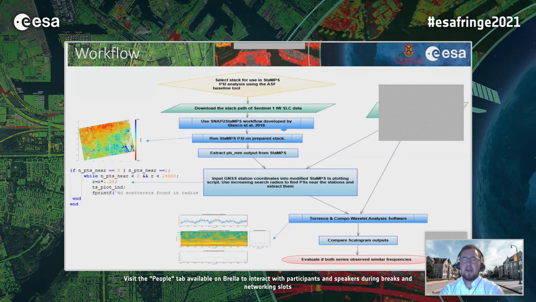We input the GNSS station coordinates into a modified version of StaMPS, and then use this to extract persistent scatterers located nearby these GNSS stations. As well, we input the vertical position time series of these GNSS stations into the Torrence and Compo wavelet analysis software. We took the scalograms and the global wavelet spectrum and used those to analyze whether both time series were able to observe the same frequency seasonal deformation.